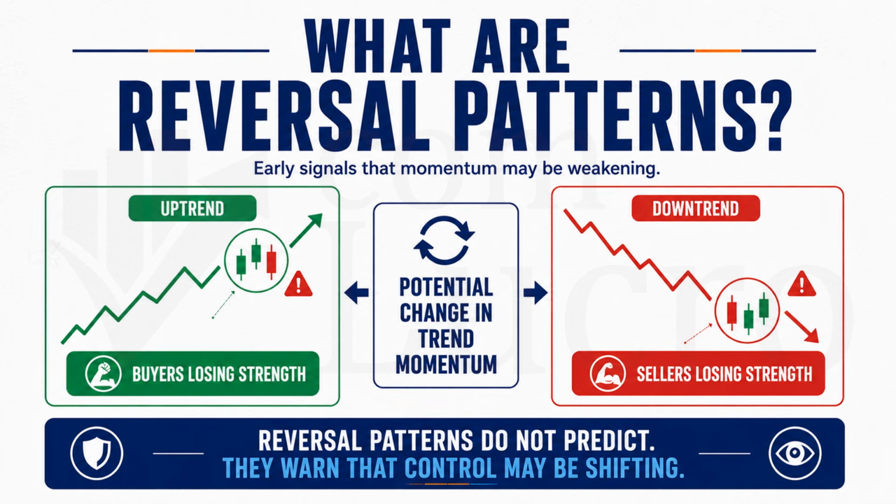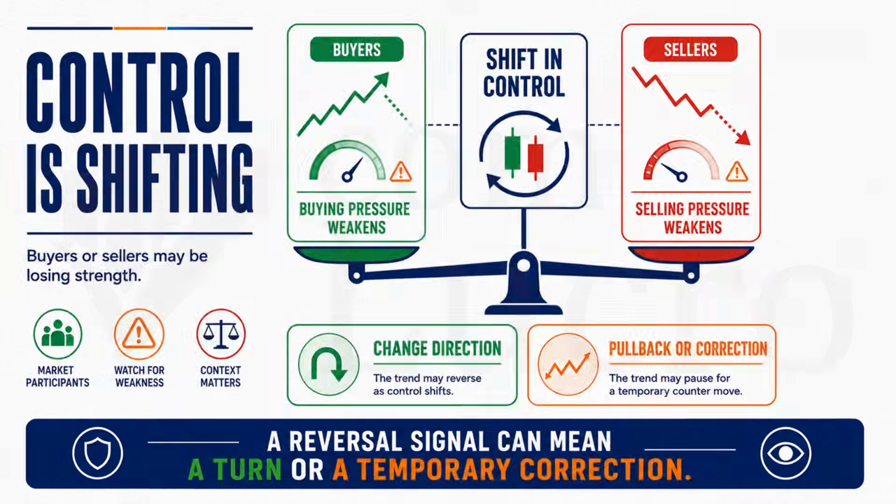These patterns are absolutely essential in technical analysis because they can signal potential changes in the current market trend. Whether the market is in an uptrend, consistently moving higher, or in a downtrend, steadily falling, reversal patterns serve as early indicators that the prevailing momentum might be weakening. This shift could mean that buyers or sellers are losing control, and the market may be preparing to change direction or experience pullbacks and corrections within the existing trend.